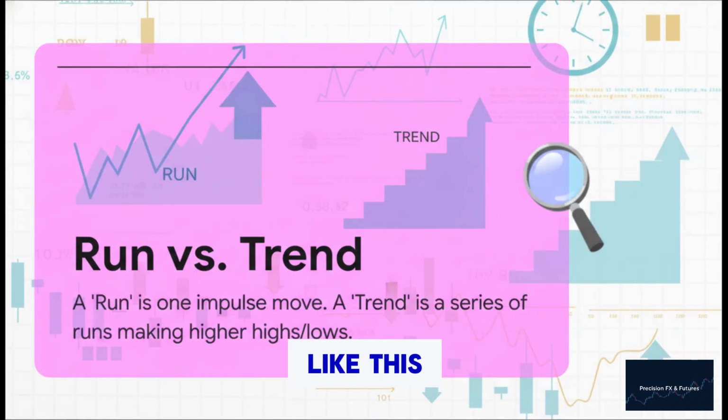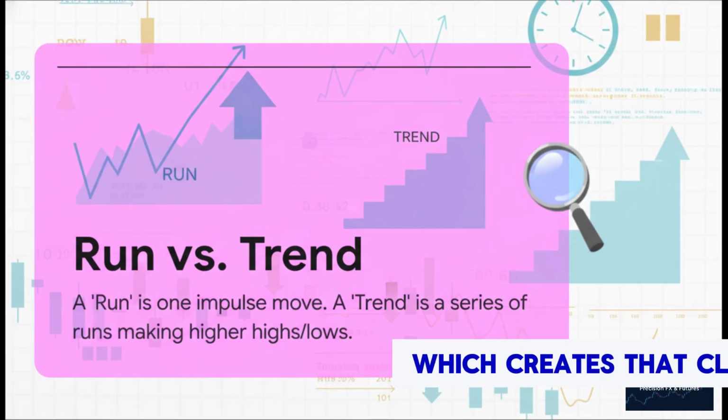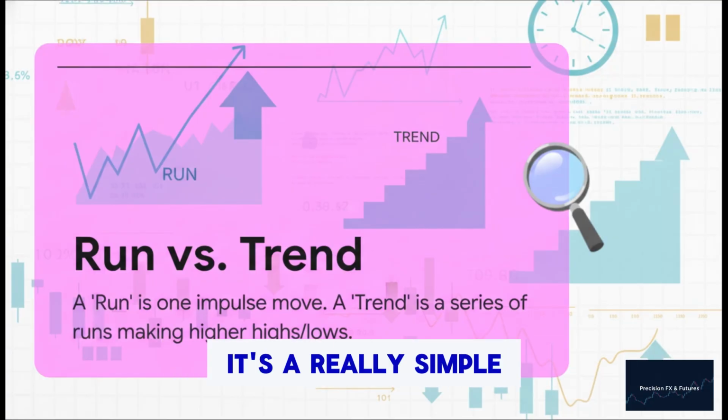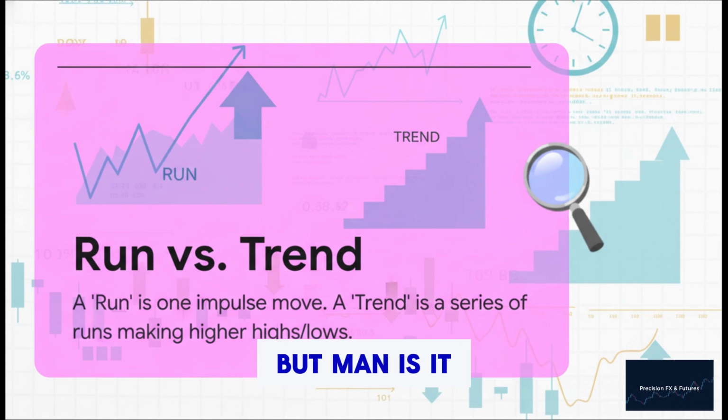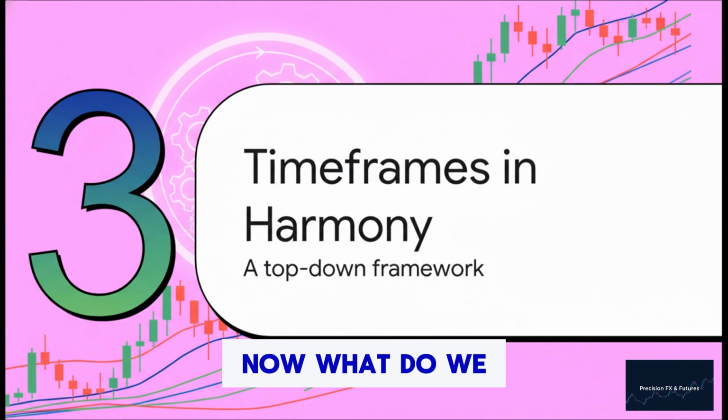So what does that actually look like in practice? Well, think about it like this. A run is just that one big push in one direction, right? An impulse. But a trend is a series of those runs, which creates that classic structure of higher highs and higher lows. It's a really simple distinction, but man, is it powerful. So we have the secret sauce. Now what do we do with it?